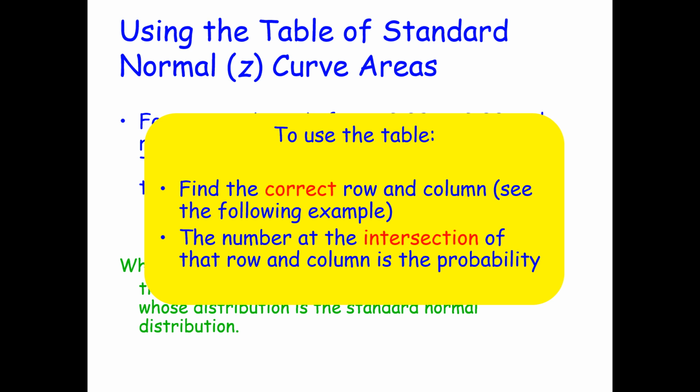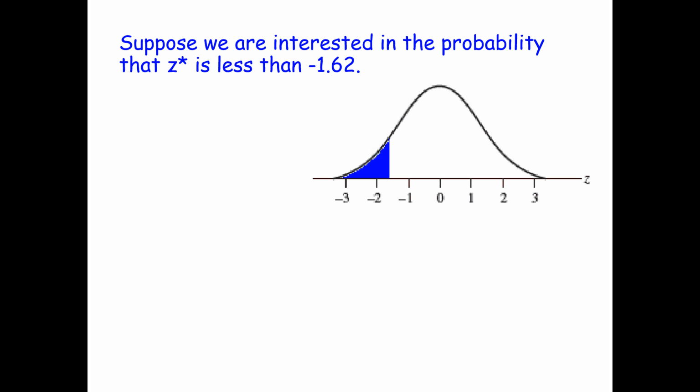Now, to use a table, you're going to find the correct row and column, and we're going to do that in the next example. The number at the intersection of that row and column is the probability. So let's go to that example and see how this works. Suppose we were interested in the probability that Z is less than negative 1.62, which is designated by our shaded region.